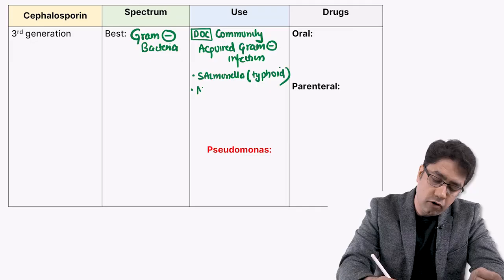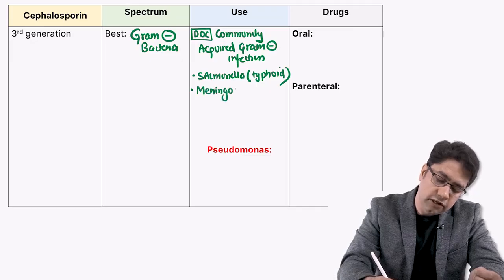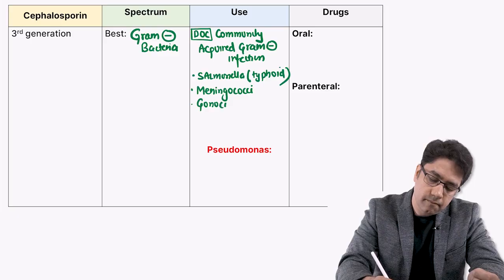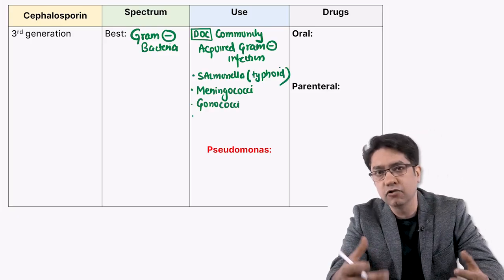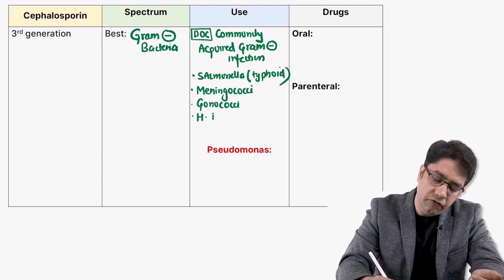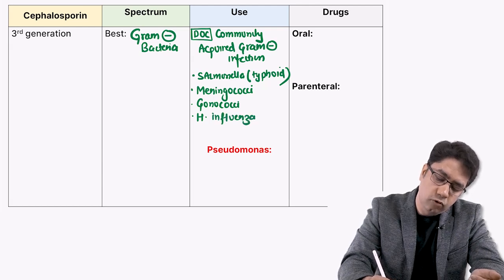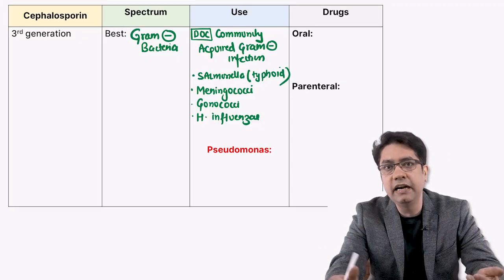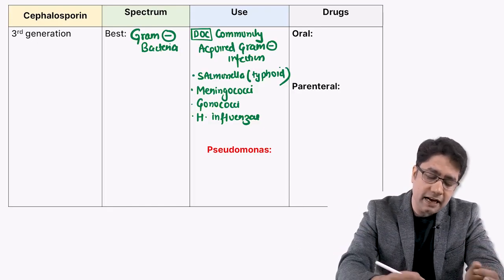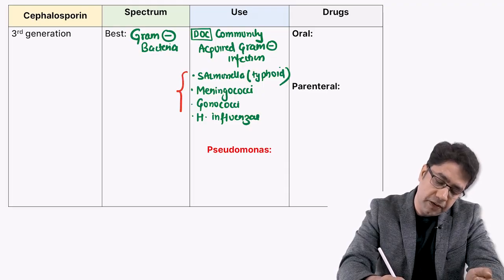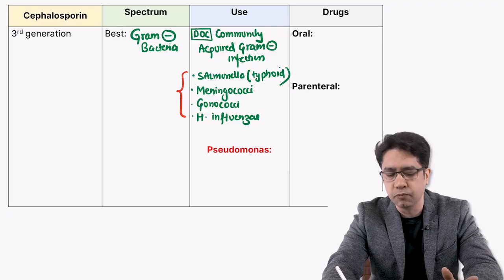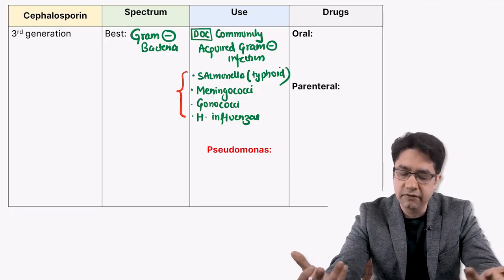Similarly, we can write meningococci, which is caused by Neisseria meningitidis. It can spread. Gonococci, which is a sexually transmitted disease caused by Neisseria gonorrhoeae, a gram-negative bacteria. Similarly, we can write Haemophilus influenzae, which can also spread through air droplets and cause respiratory tract infection, pneumonias, and meningitis. So don't you think any gram-negative infection which spreads in community, the drug of choice is always third generation cephalosporin. So for typhoid and meningococci, we give this drug.